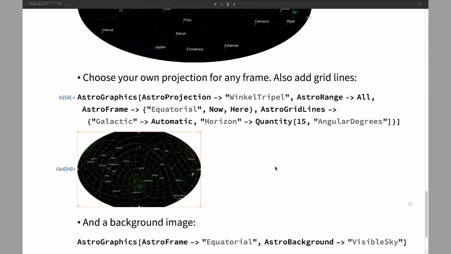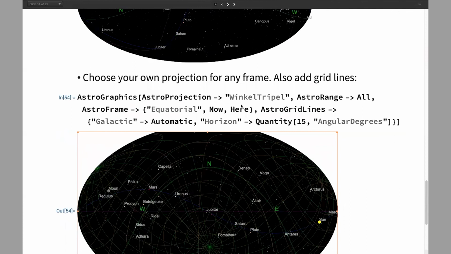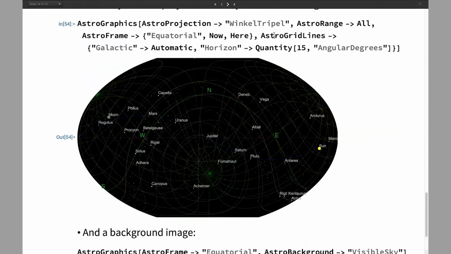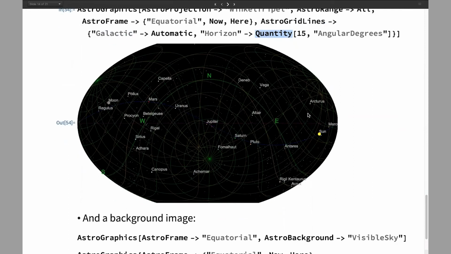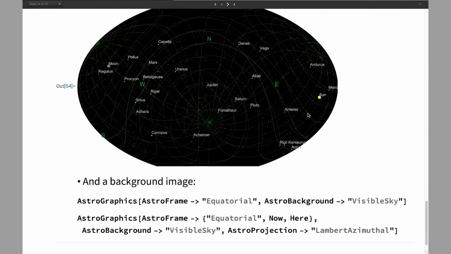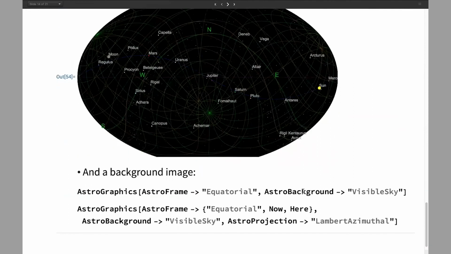You can add grid lines, astro grid lines. Here we are adding 2 sets, the galactic grid lines in brown, the horizontal grid lines in steps of 15 angular degrees, etc. Right? You see the sun, the position of the planets, main stars, etc. So this is changing quite a lot. The graphical details of this might change a lot in the future, but the information is there already.